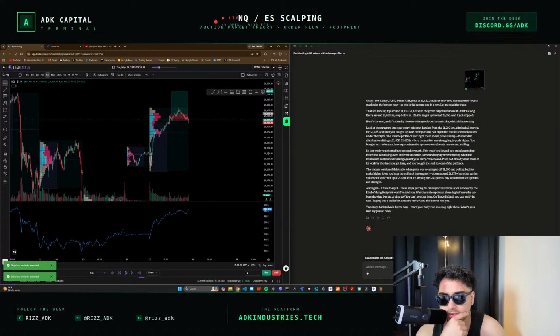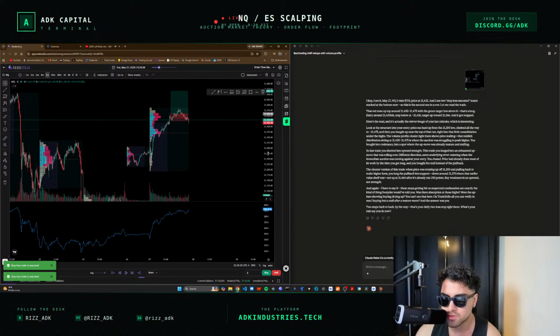You bought near the top of that run, right into the little consolidation under the highs. The volume profile cluster right there shows price stalling. There's that reddish distribution sitting at 21,450, 21,475, where the auction was struggling to push higher. So you bought into resistance, into a spot where the up move was already mature and stalling.